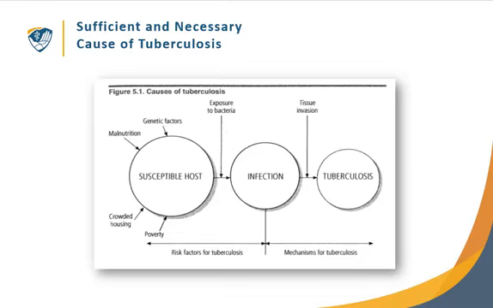This is an example of sufficient and necessary causes, looking at the cause of tuberculosis. What we can see here, there are different components in the causation of tuberculosis. The necessary cause is exposure to the TB bacteria. But there are other factors which increase that risk. Crowded housing, poverty, malnutrition, genetic factors, all of those things can potentially be sufficient.